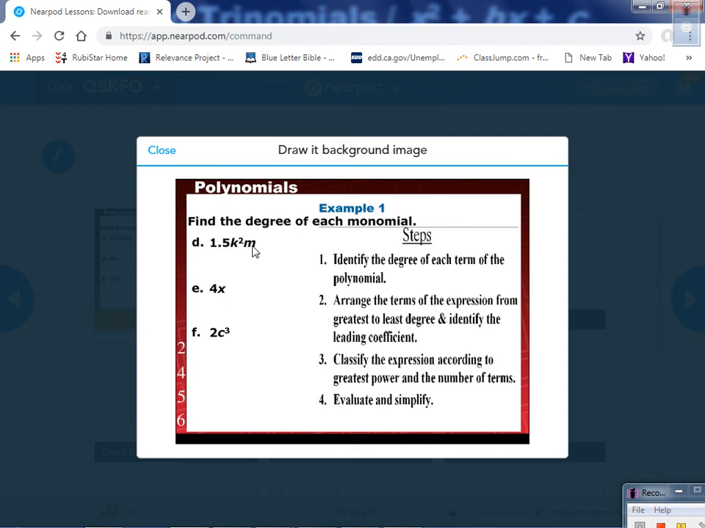Here it goes again. It says example 1. Find the degree of each monomial. On your screen, you're going to write the number of degrees for each of those. Once you write it, before you send it in, copy it onto your paper, and then send it in. You don't have to copy the steps. You already have them. Copy that, and go.